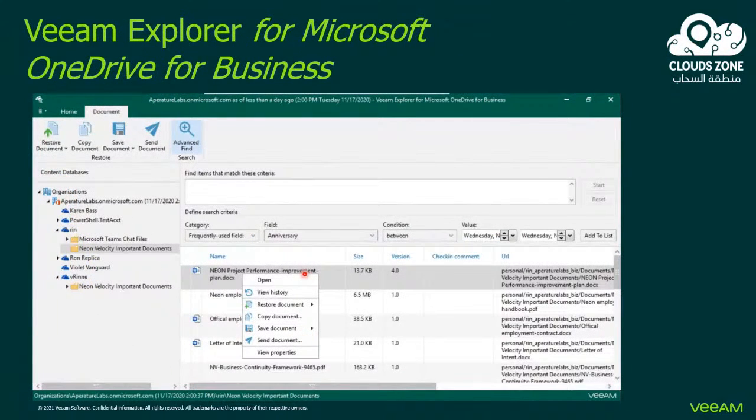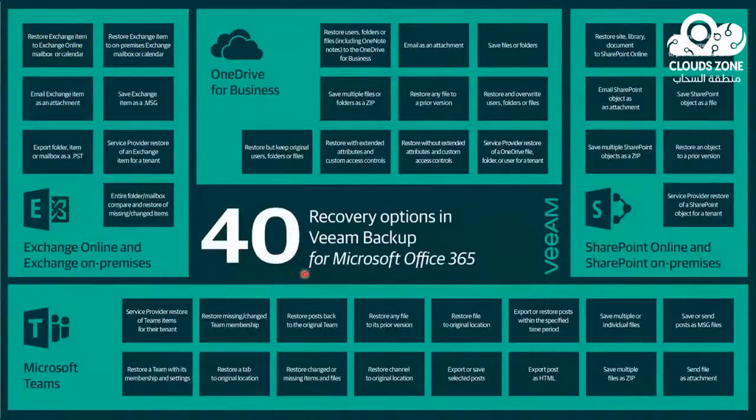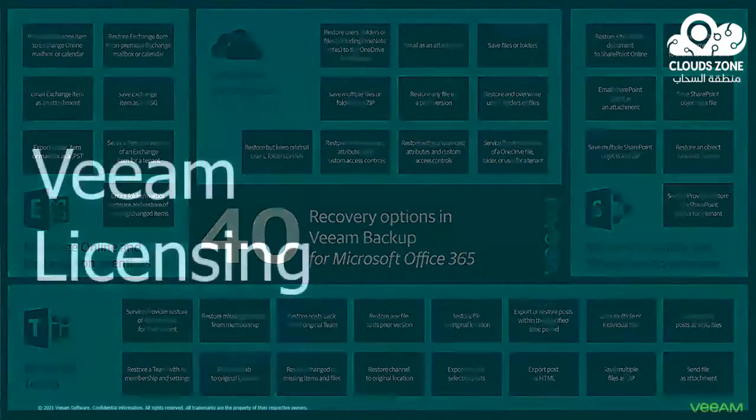Again, it's the same for OneDrive. We can restore a single folder, documents, or the whole OneDrive. And again, for Teams as well, we can restore channels, tabs, posts, files, and so on. So we have more than 40 options to recover your Microsoft Office 365 environment using Veeam Explorers.